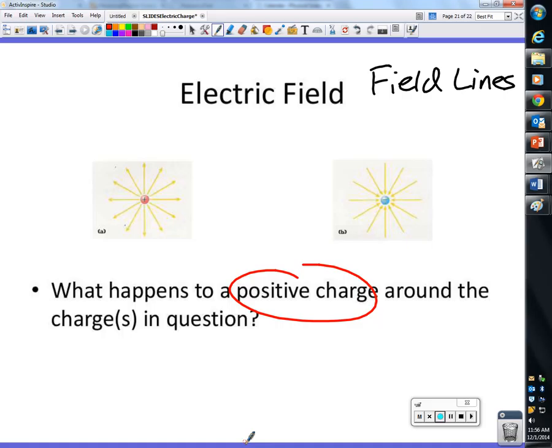Good there? So let's talk about these arrows. Okay? So here is, I'll use red. Red represents a positively charged object. I'll zoom in a little bit for you.